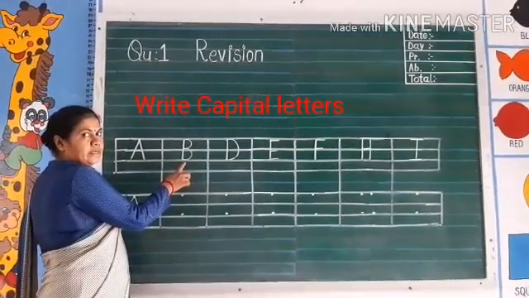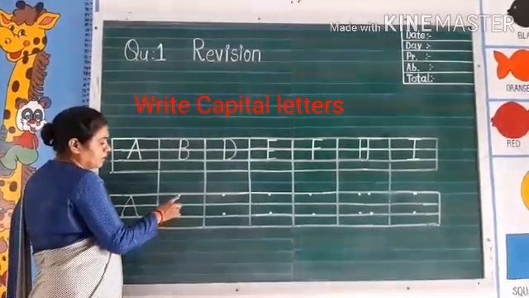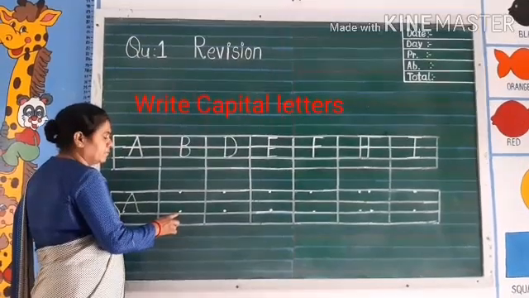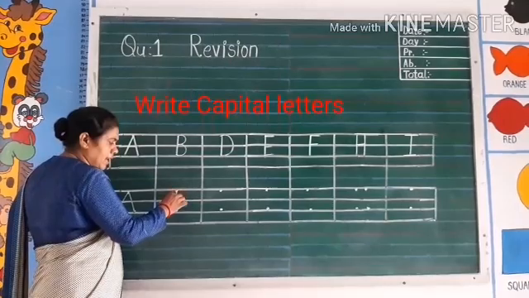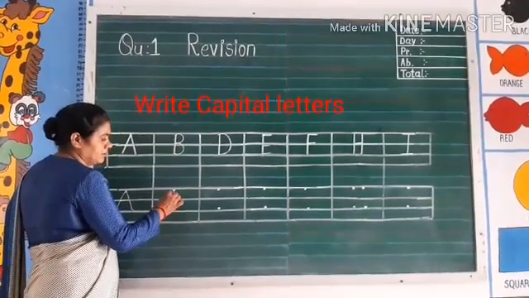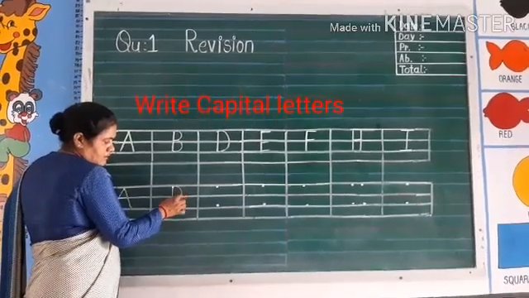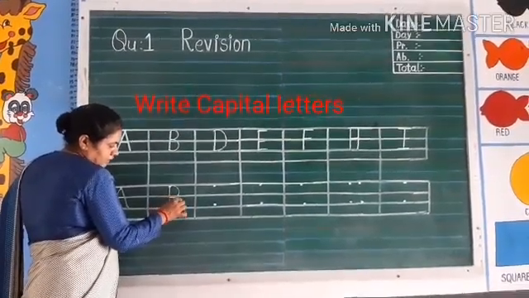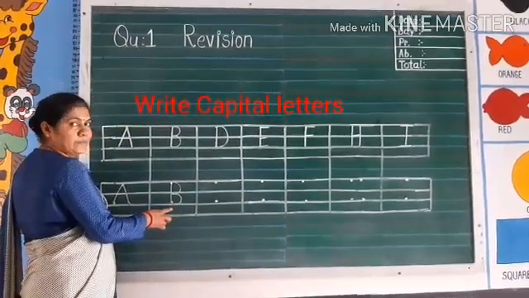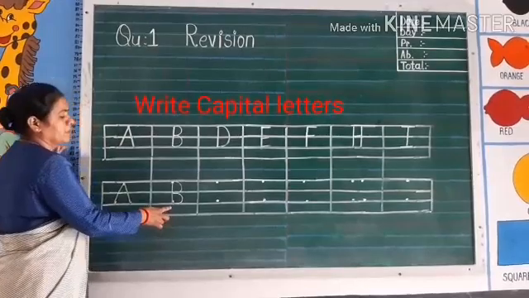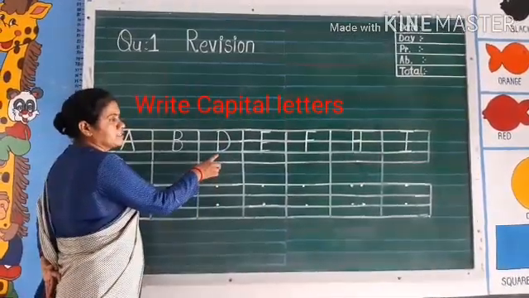Again, which letter is this? B. Capital letter B. How to write capital letter B? Here 2 dots are given. You have to write first up to down, make a standing line. Little curve and again little curve. This way you have to write capital letter B.